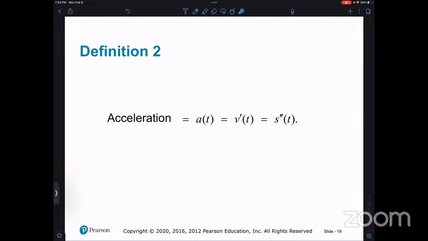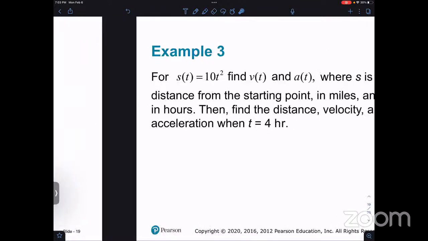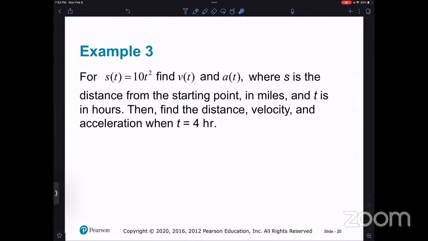Let me see. We got a solid 10 minutes. Let's keep going. So for this position function, find the velocity and acceleration, where s is the distance from the starting point in miles and t is in hours. Then find the distance, velocity, and acceleration after 4 hours.